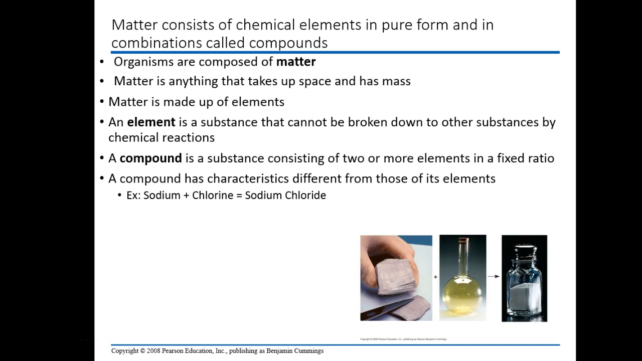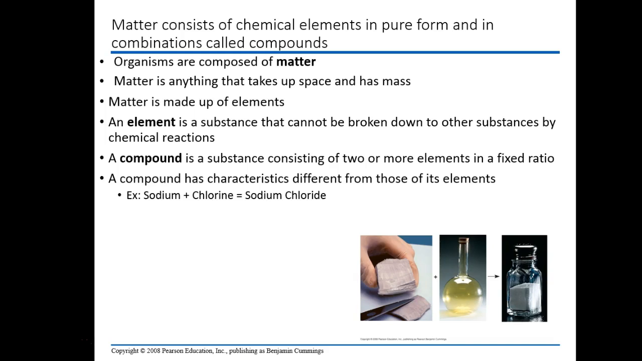In terms of matter, matter can come in many different forms. Matter is defined as anything that takes up space and has mass. Matter can consist of chemical elements in pure form and in combinations called compounds. So matter can be made up of elements that are bonded together, or compounds, which are multiple elements bonded together.